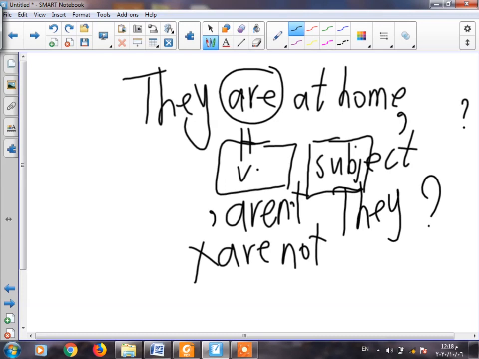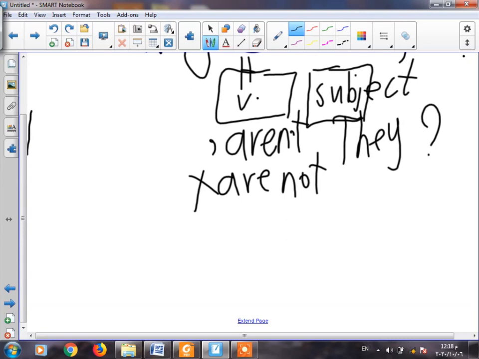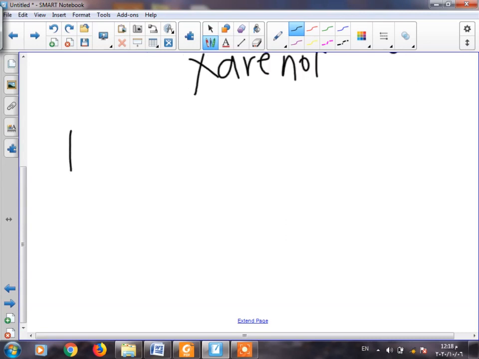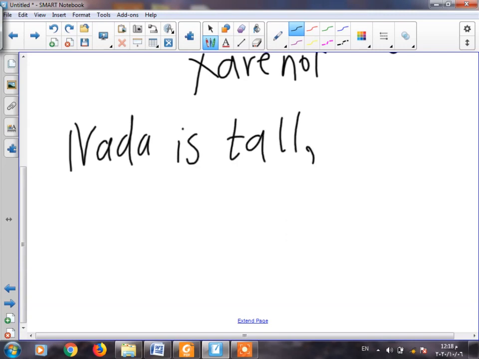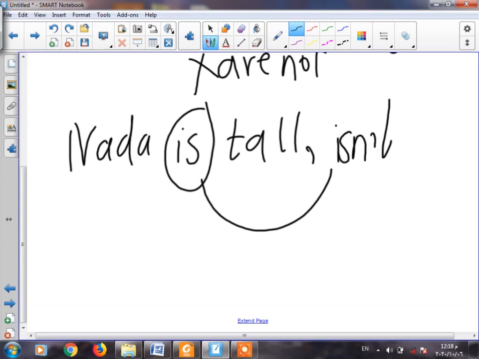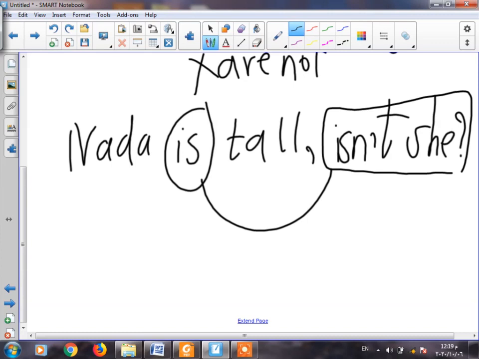Number two, if you have a subject, for example, like this sentence, Nada is tall. Let's do it together. What about your helping verb? It is is. I'm going to change it here into isn't. What about your subject? The subject here is Nada. I'm going to change it into she. Why? Because again, your question tag should be in a short form. And this is the short form. Okay, this is verb to be in the present form.